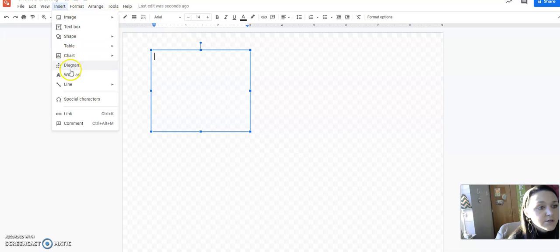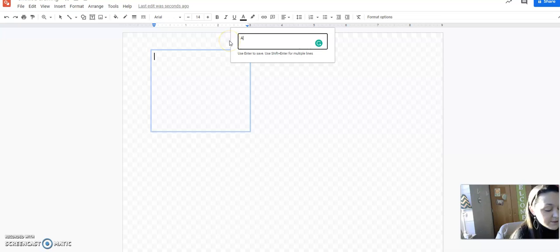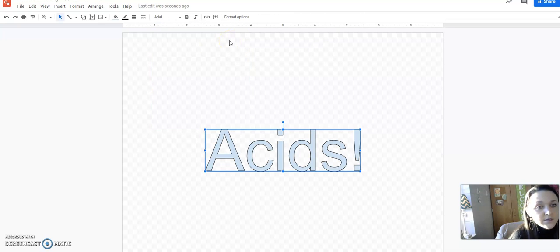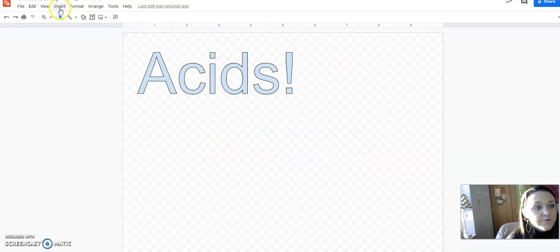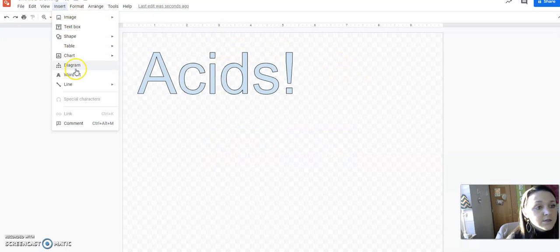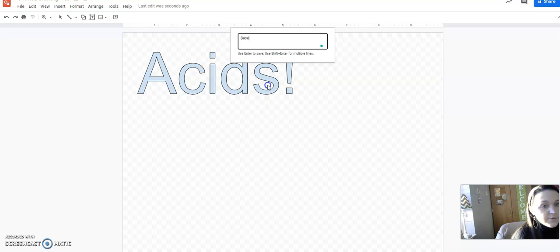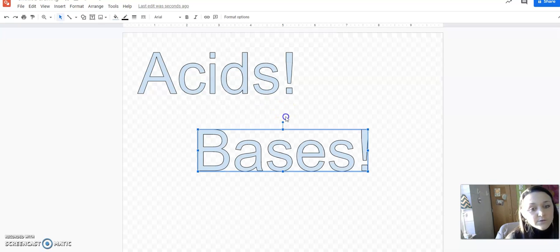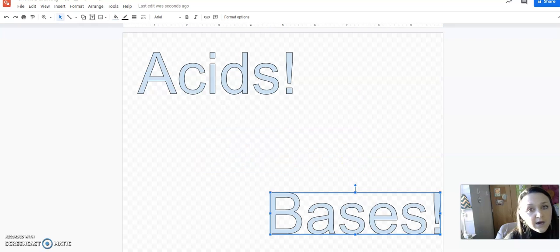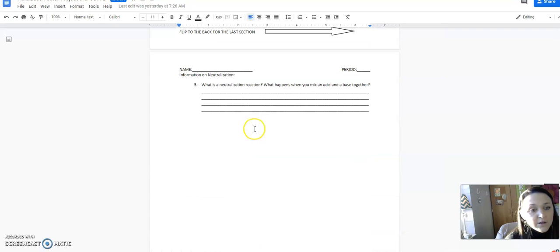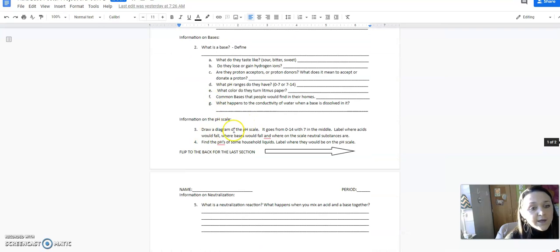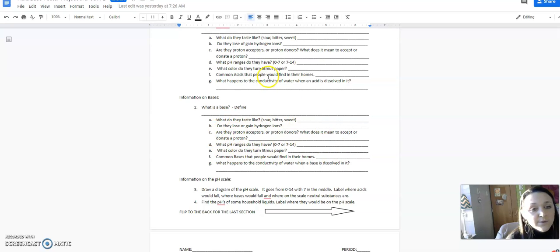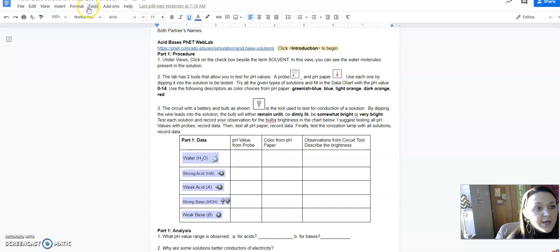I could go to insert word art, and I could make this acids, and I could put it up here, and then I could make one for bases, and then I could put it somewhere else, and I could have something for my part at the bottom, neutralization. I could add a pH scale in the middle from 0 to 14 with all of my household substances. And then to put all this information on here, I could just add text boxes.